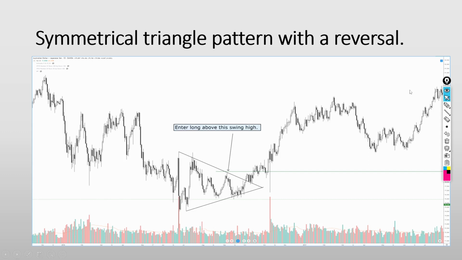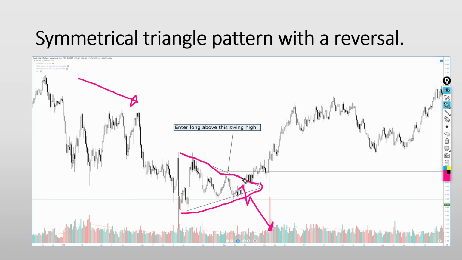So, a symmetrical triangle where you happen to get a reversal. For example, look here, this was a clear downtrend. Then the market looked a little bit choppy. Here we have a falling trend line, and right here we have a rising trend line. Here we expect that the price is going to break, then retest and fall, and then continue into its downtrend.